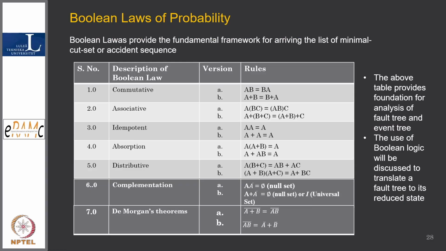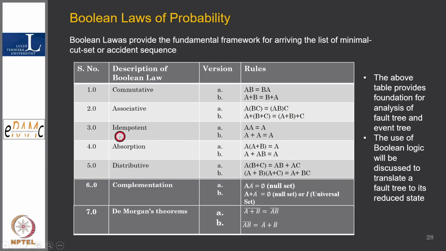And now Boolean law. There are 9 Boolean laws. This one is commutative. That means AB is equal to BA. If we change their place, it doesn't matter. A plus B is equal to B plus A. So they are called commutative law. Associative law is A(BC) equals (AB)C, and A plus (B plus C) equals (A plus B) plus C. Whichever association happens first, it doesn't matter.